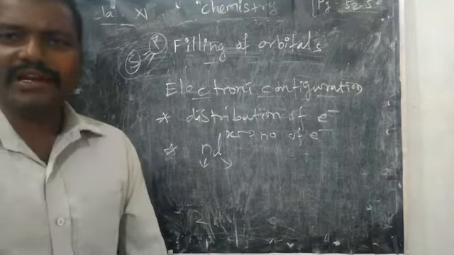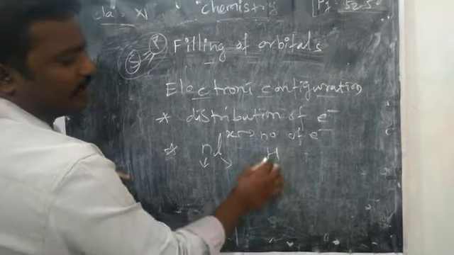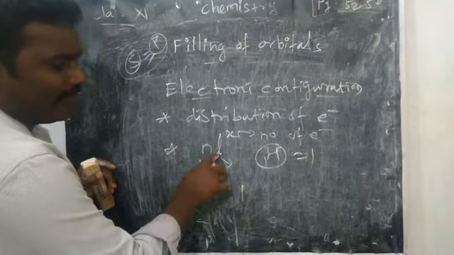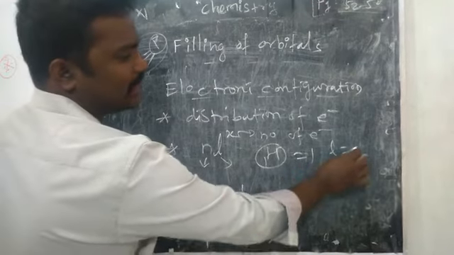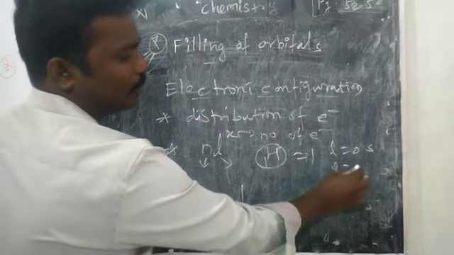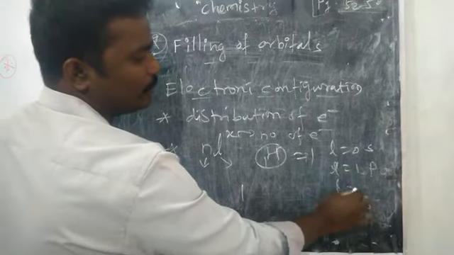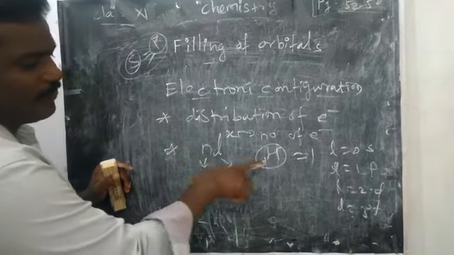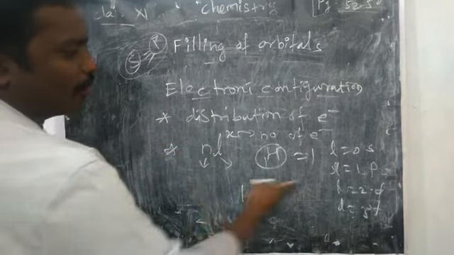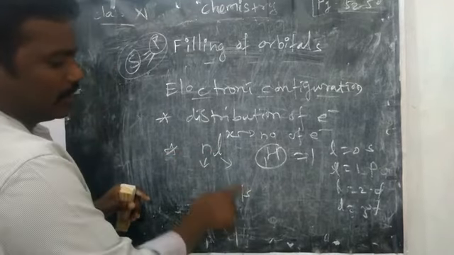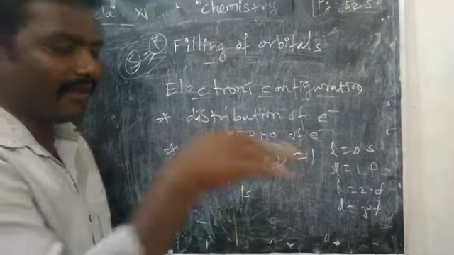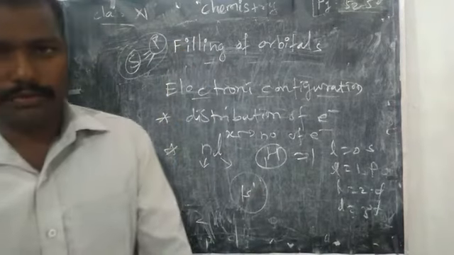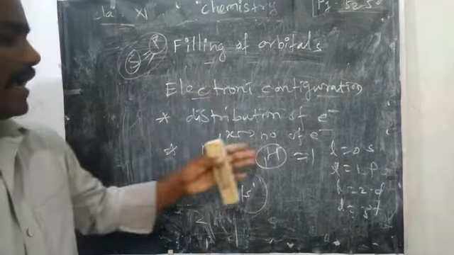Shall we write for hydrogen? Yes. Hydrogen has only one electron. What's the n value? 1. L value 0. L value 0 means s subshell. L value 1 means p. L value 2 means d. L value 3 means f. So the L value for hydrogen is 0, which means s orbital. Here you should write the letter for the L value. x is 1 electron. So 1s1 is the electronic configuration of hydrogen.